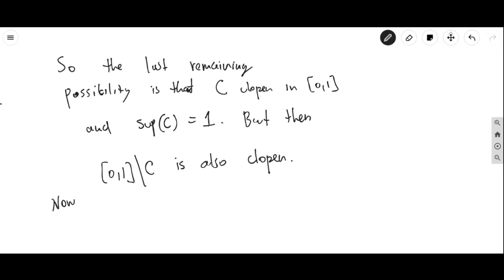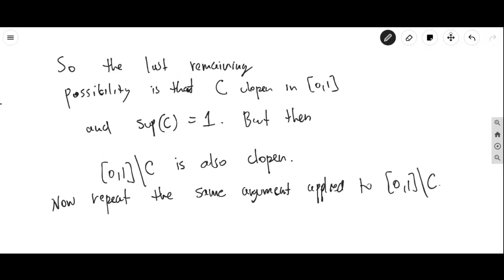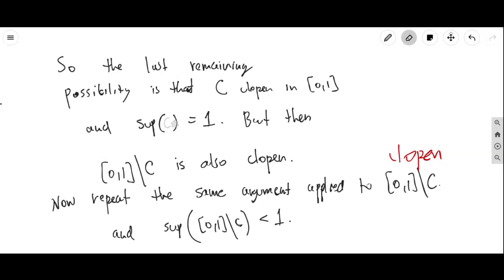And now you repeat the same argument applied to [0, 1] take away C. Because you're back to something being clopen, and the supremum of this thing is therefore going to be less than one, right? Because if C contains one, then its complement does not contain one, and you're back to a clopen set whose supremum is less than one, and then you kind of repeat the argument from before.